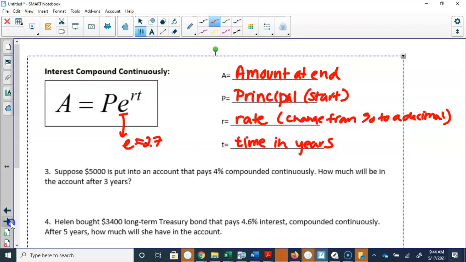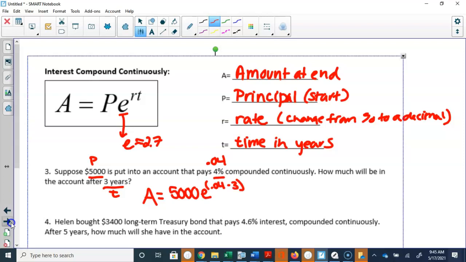Number 3 says, suppose $5,000 is put into an account that pays 4% compounded continuously. How much will the account be after 3 years? So here's our start, our P. Here is our R, our rate, and we need to change it to a decimal. And here's our time, T. So I have A is equal to P, 5,000, E to the R times T. So R is our rate, 0.04, times our time, times 3.